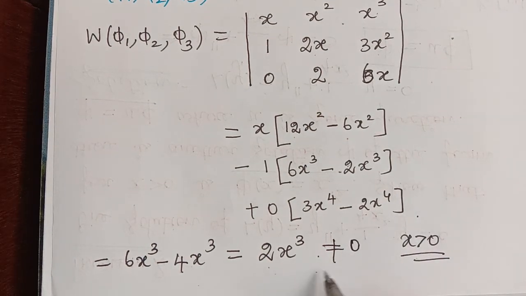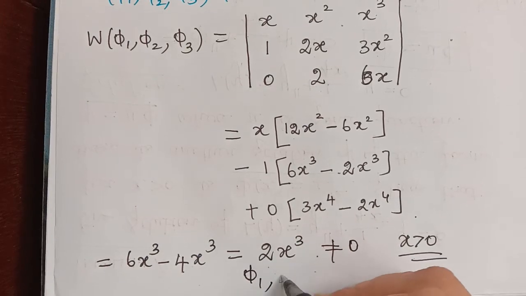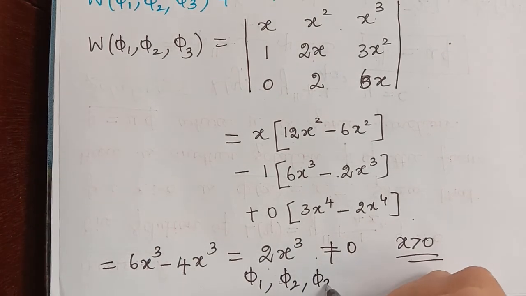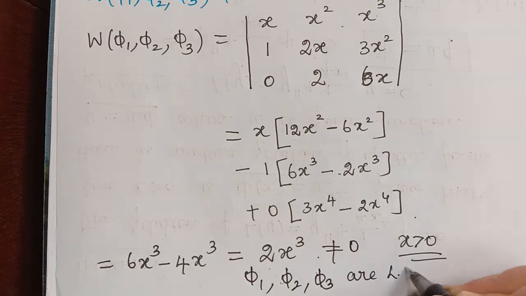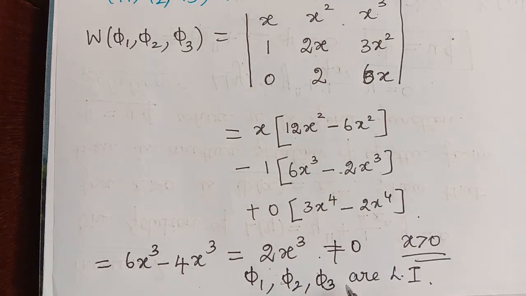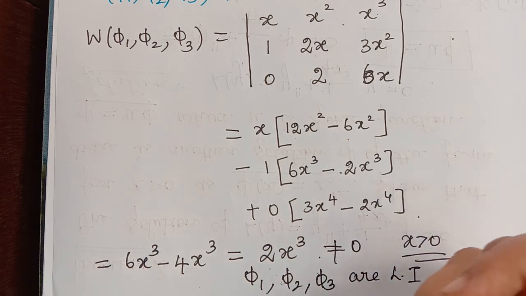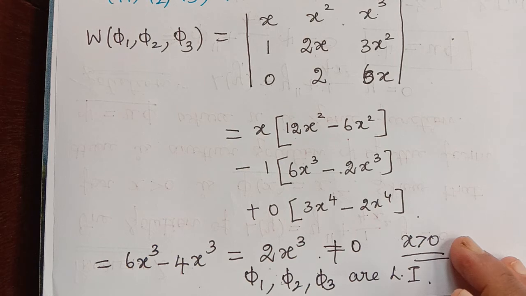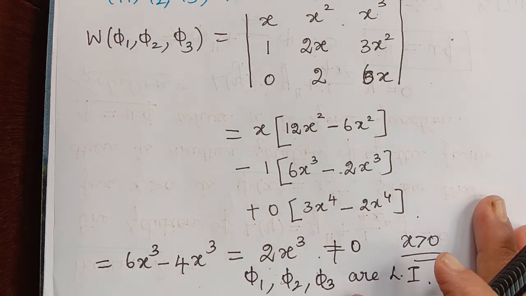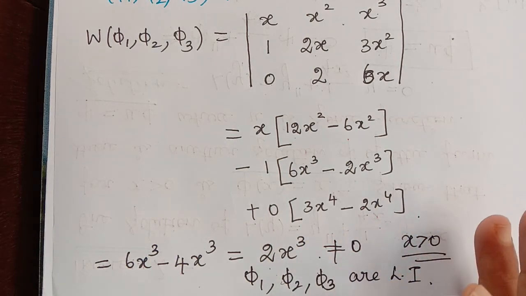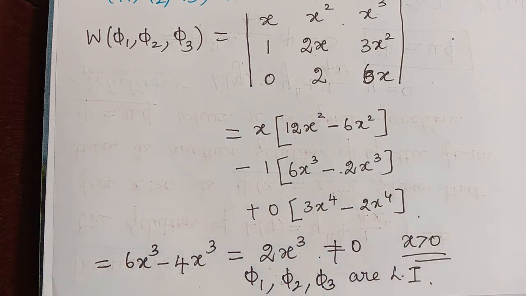So therefore this is not equal to 0, which implies that the solutions phi 1, phi 2 and phi 3 are linearly independent. So therefore the basis for this given problem is phi 1, phi 2, phi 3, which is x, x squared, x cube. So we have to conclude the problem like that. Therefore the basis for the solution of the given question is x, x squared, x cube. Hope you have understood this problem. Thank you.